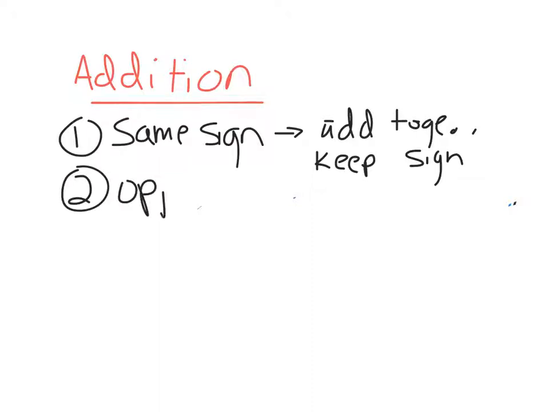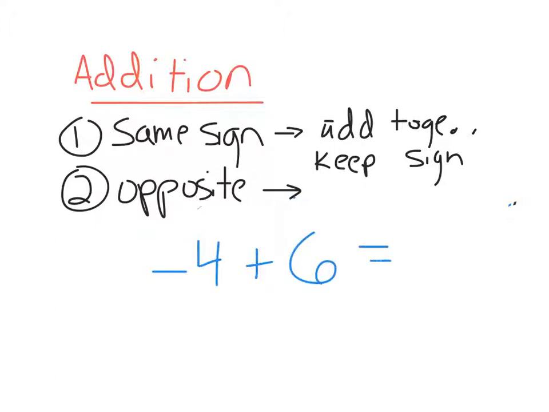So that's the second rule for, I'm just going to write opposite. When they're opposite signs, that's going to be our second rule for addition here. And let me give you an example to better explain this before I write out that rule. Let's say, going back to the 4 and the 6, it was negative 4 plus positive 6. So now you can see that the signs are different. The first integer is negative, the second one is positive.